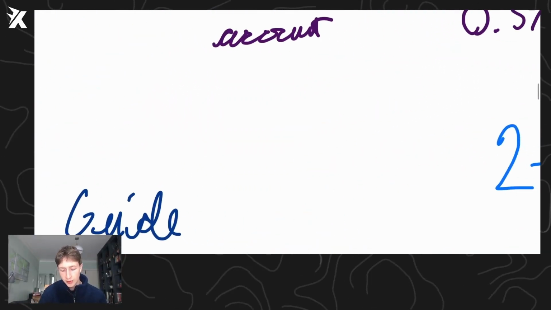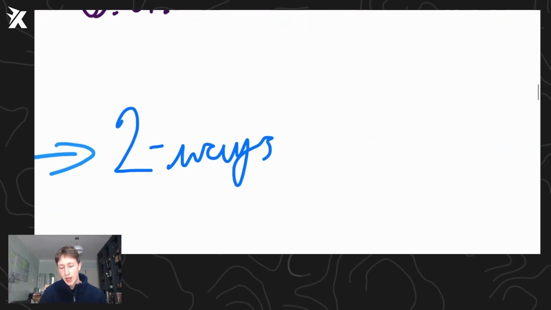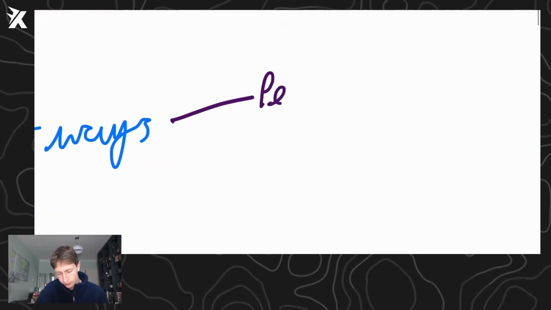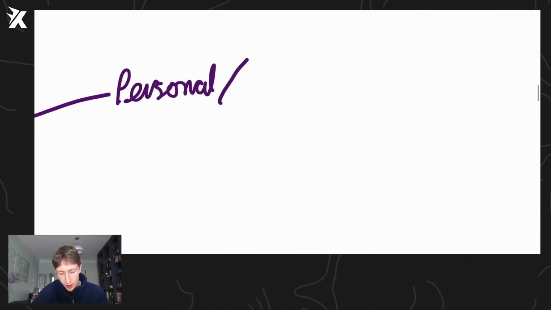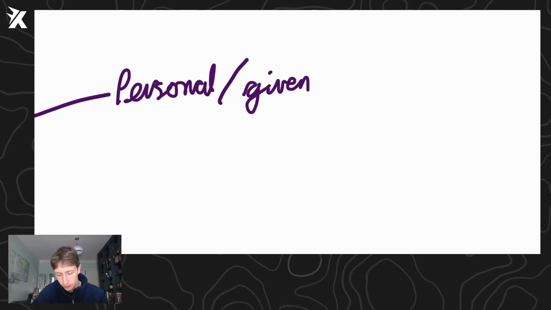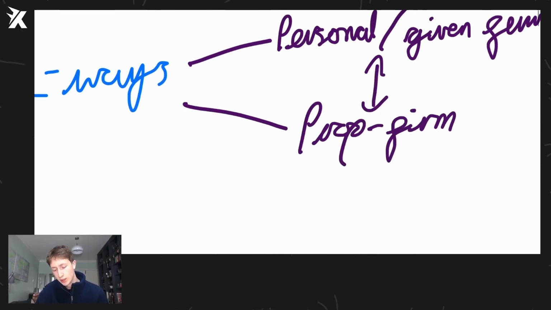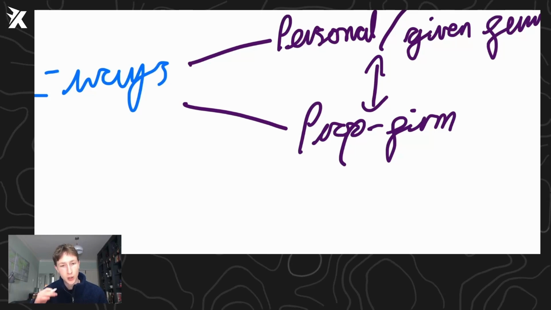There are two ways to live trade, and they are with personal funds, or someone else has given you funds, or prop firm. And there's some big differences between these two in the way they work, but I'll go over that in a minute.